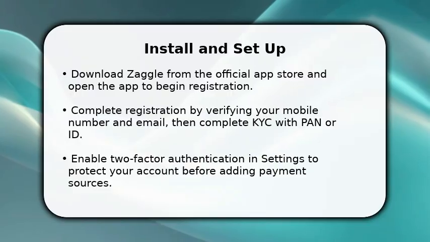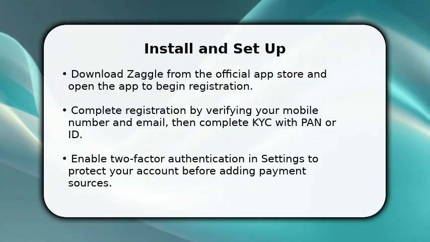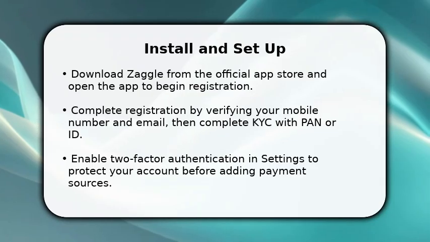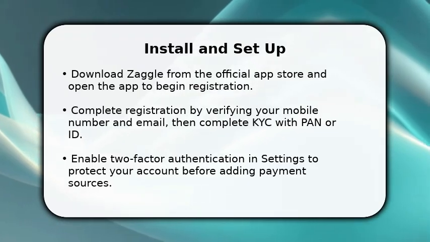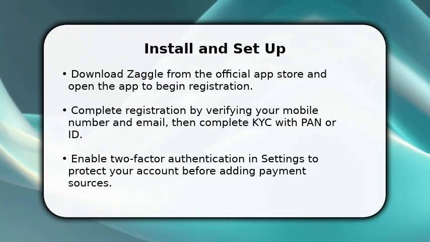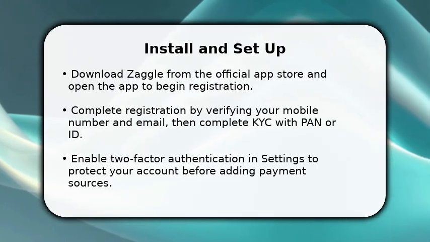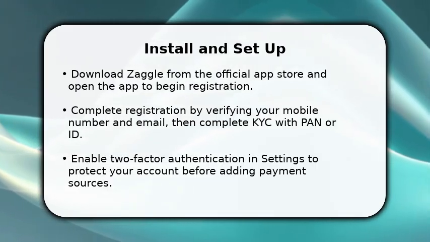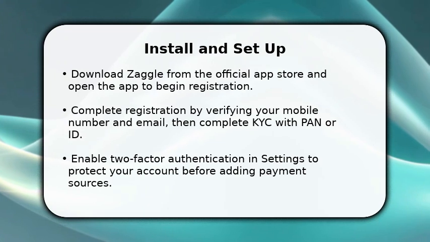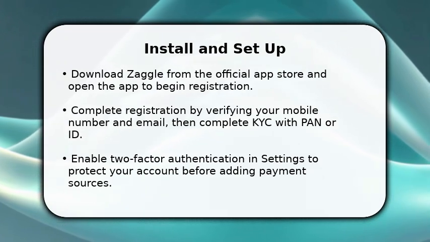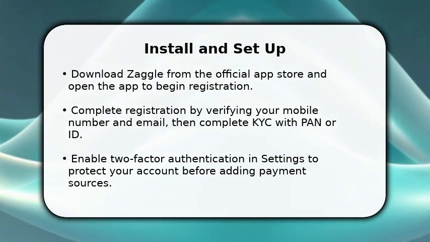Complete KYC by uploading PAN or government ID and a selfie for identity verification. After verification completes, go to Settings and enable two-factor authentication to secure logins. Finally, review permissions and allow notifications so the app can notify you about payments and approvals.